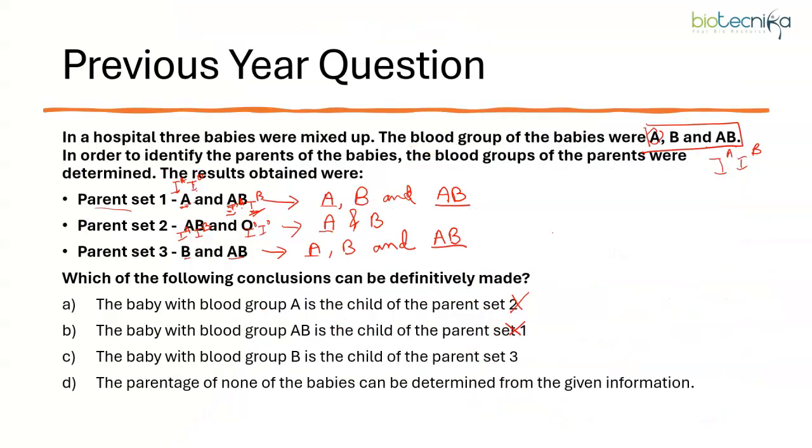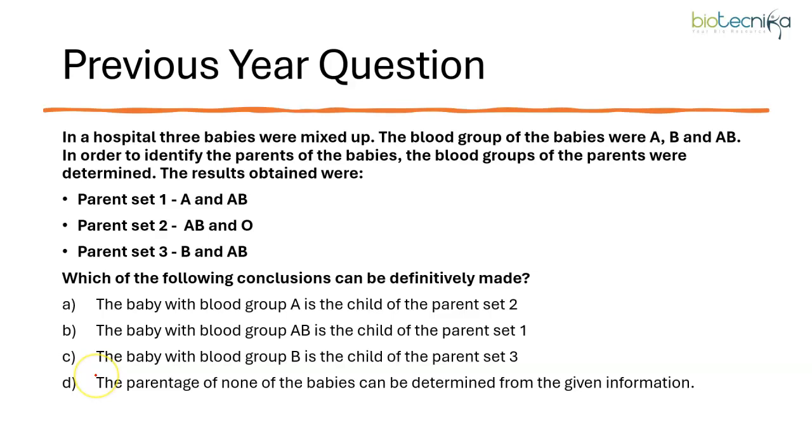Moving on to the next type of question. This is from blood group. Blood group related questions are pretty common in the CSIR NET exam, and they have been asked repeatedly. So what do we have here? The blood groups of the babies are mentioned as A, B and AB. In order to identify the parents of the babies, the blood groups of the parents were determined. Parent set 1 has A and AB, parent set 2 has AB and O, and parent set 3 has B and AB. Here they are trying to allot a particular child to a particular parent set.